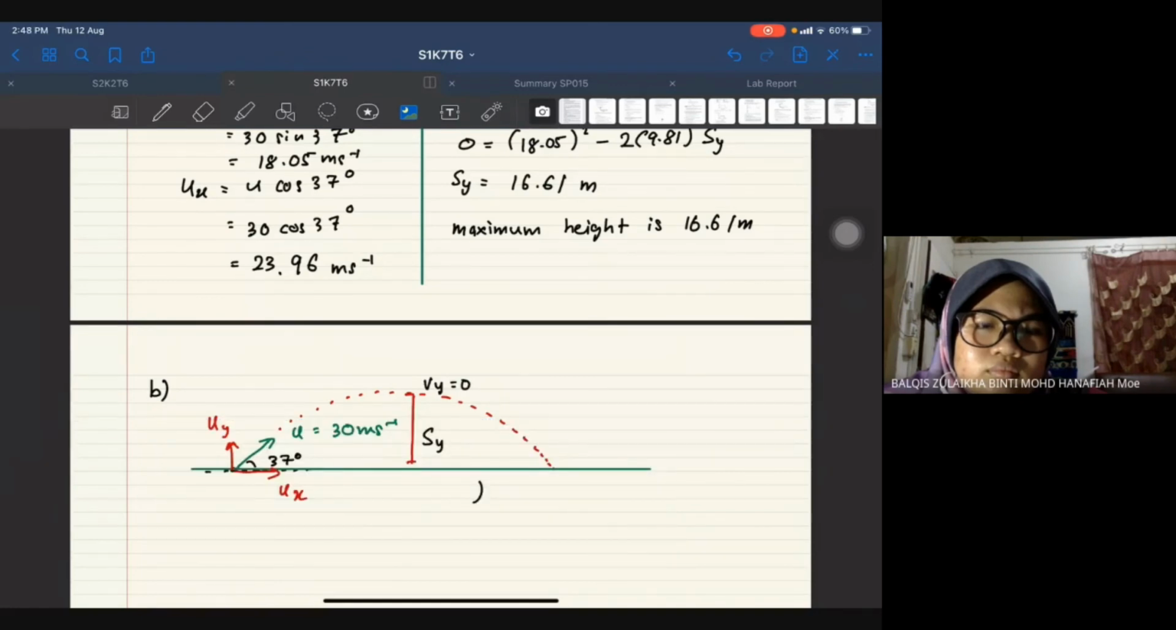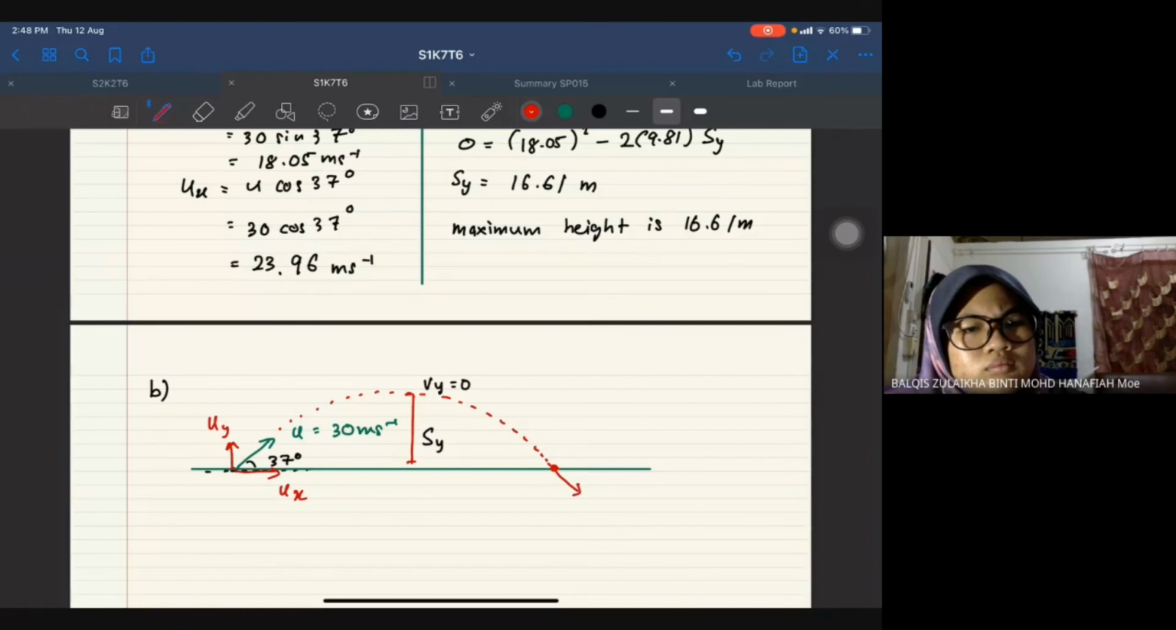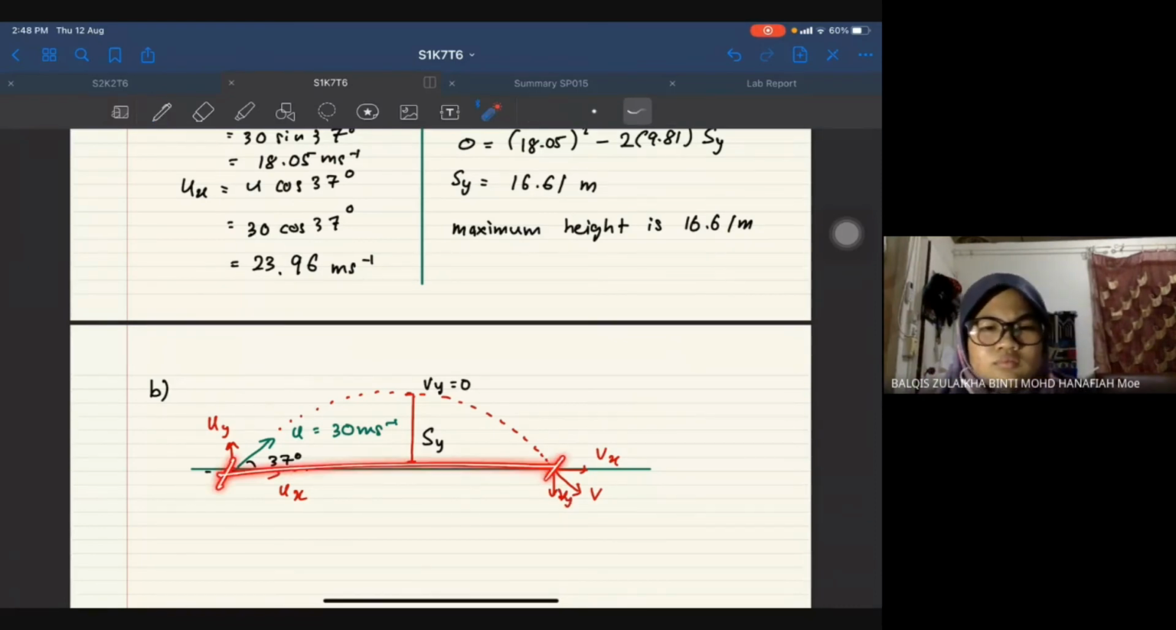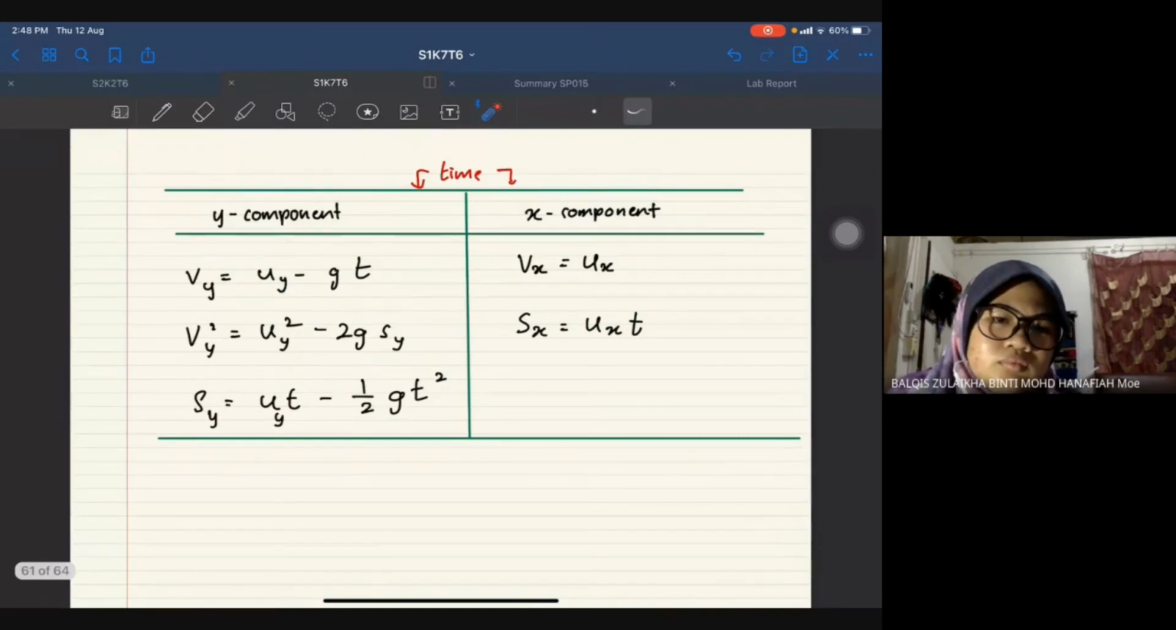Okay, ini kita punya situasi tadi sama je. Okay, now dia nak dekat point sini. Okay, this is my V. Obviously V dia akan in this direction lah. Kita ada Vx and kita ada Vy. Okay, tapi dia tak tanya pasal V pun, dia nak cari time. Okay, let's say kita tengok balik formula dia kat atas ni. Kamu nak pakai X component ke Y component untuk cari time?